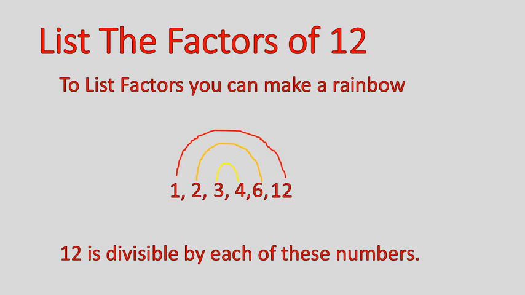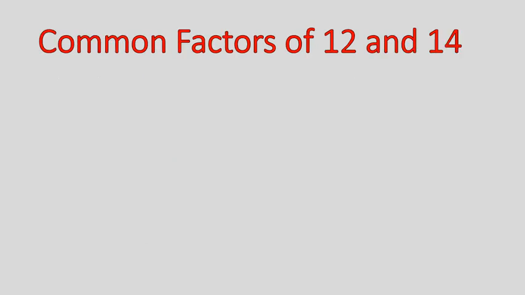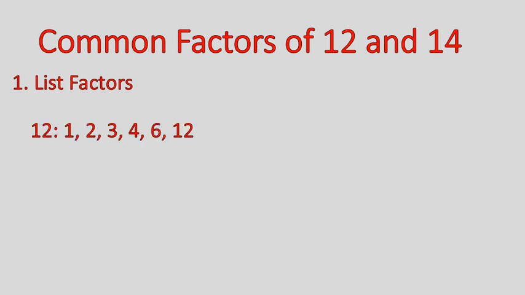Now let's go one step further and talk about common factors. Common factors are factors that are the same. So the way that we would find common factors of numbers like 12 and 14 is that we would list the factors of both numbers. So we'll list the factors of 12: 1, 2, 3, 4, 6, and 12. We've already done those ones. And the factors of 14: 1, 2, 7, and 14. Okay? Those are the factors of both numbers.